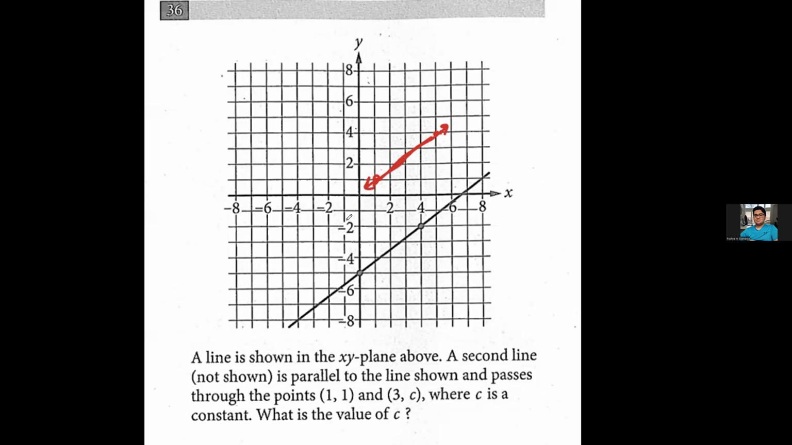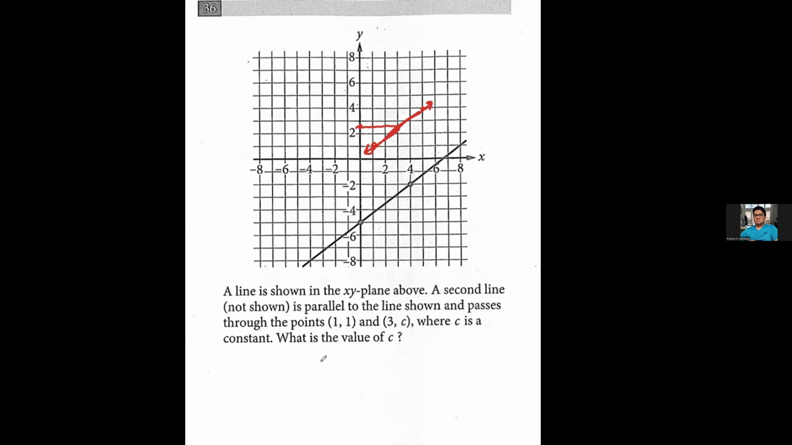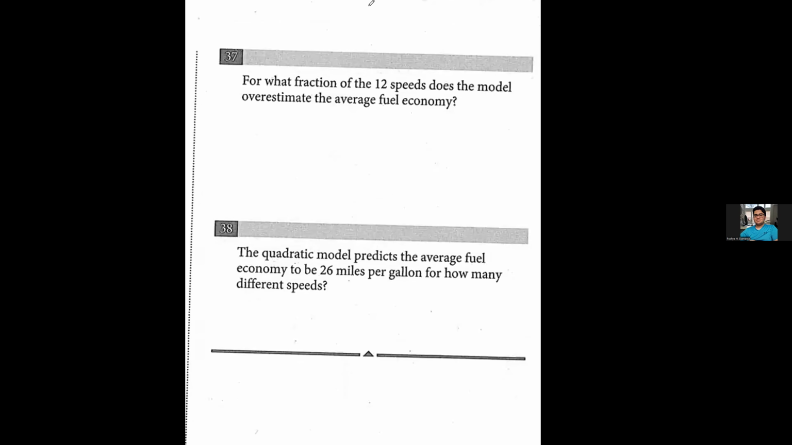So we're asked what is the value of c? Well, at 3, the value would be at 2.5. So the correct answer is 2.5. Question 37.